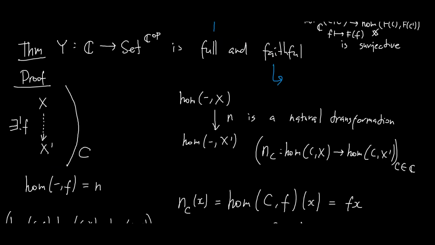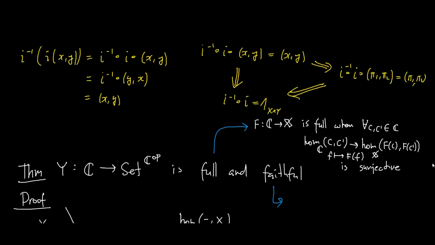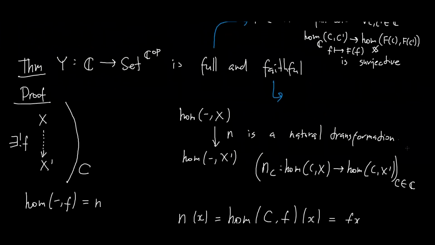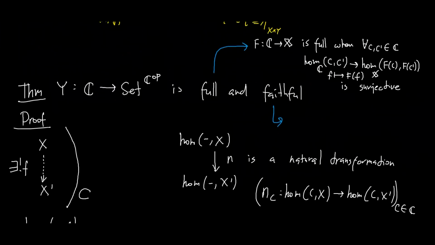We proved that there exists a unique f that maps to n, which is to say that there is a bijection between the set of morphisms from x to x prime and the set of morphisms from hom dash x to hom dash x prime. So faithful means that, I'm just going to paste this one and replace surjective with injective.